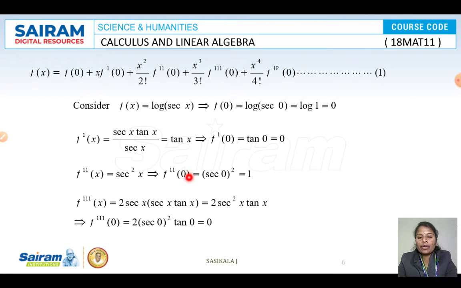And then next, coming to f''(x). Tan x differentiation will be secant squared x, so f''(0) is secant 0 the whole square, which is equal to 1.